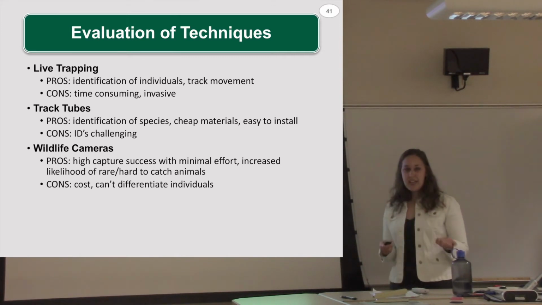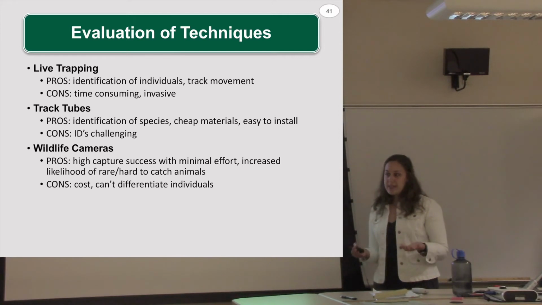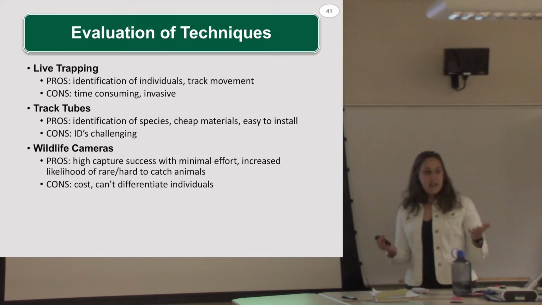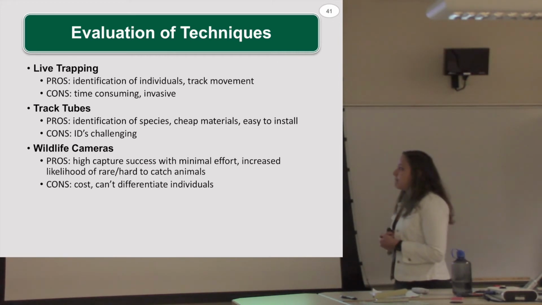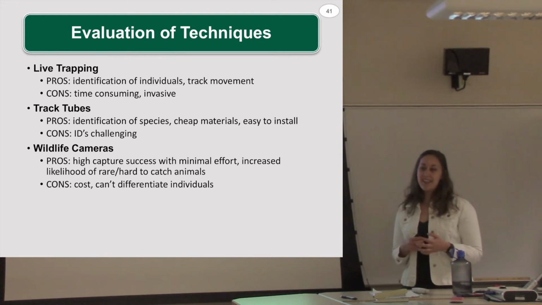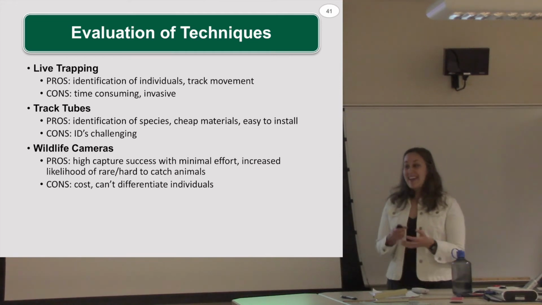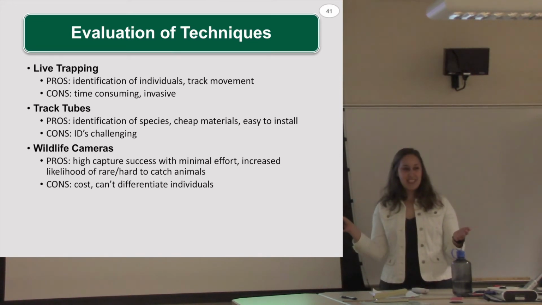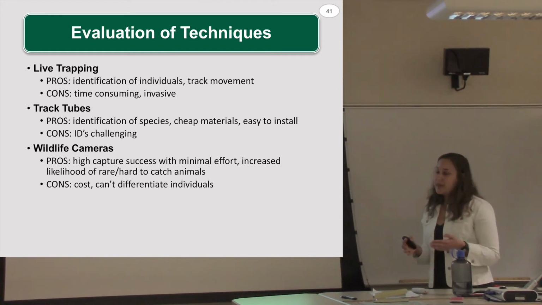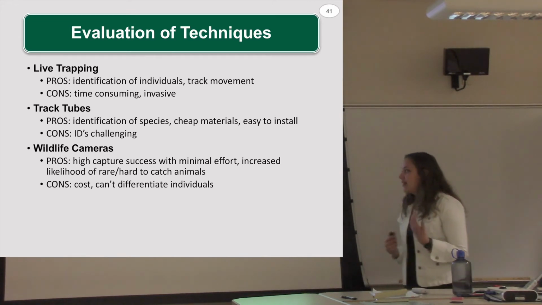With track tubes, we were able to identify some animals or some tracks to species. The materials are very cheap. It's just pieces of gutter and duct tape. And they're very easy to install, basically just place them on the ground. And they are a non-invasive technique because we don't have to handle animals to get tracks. However, sometimes the IDs were really challenging with the track tubes. I don't know whether it was one mouse that was very excited or maybe there were 50, but I would have track plates that were just covered in tracks. So it was very challenging to figure out what to do with these track plates that were basically totally covered.